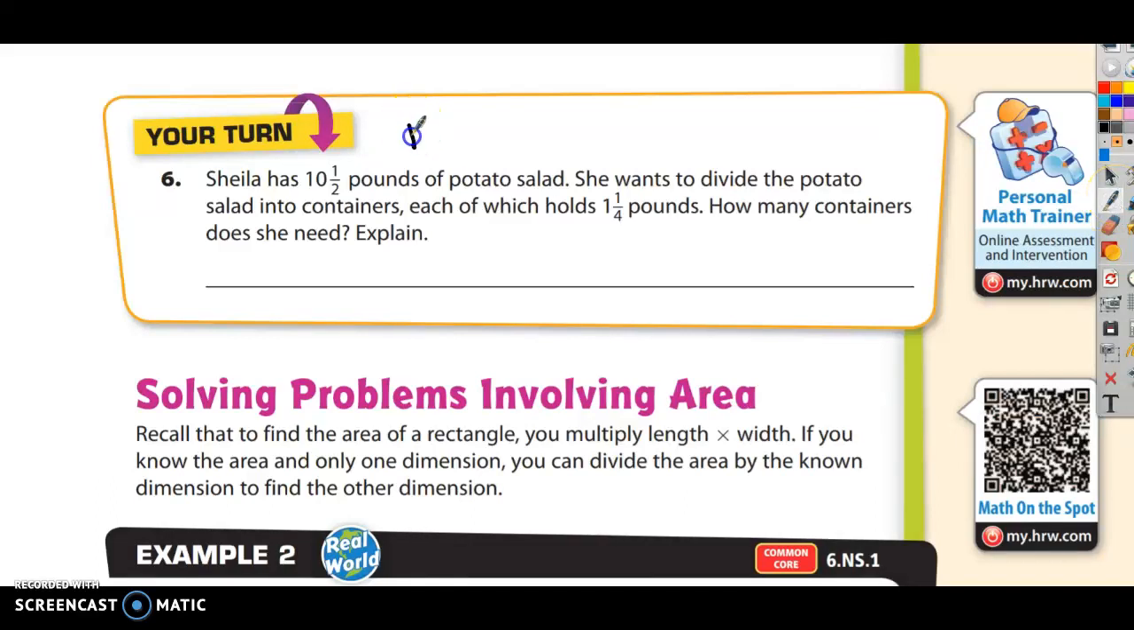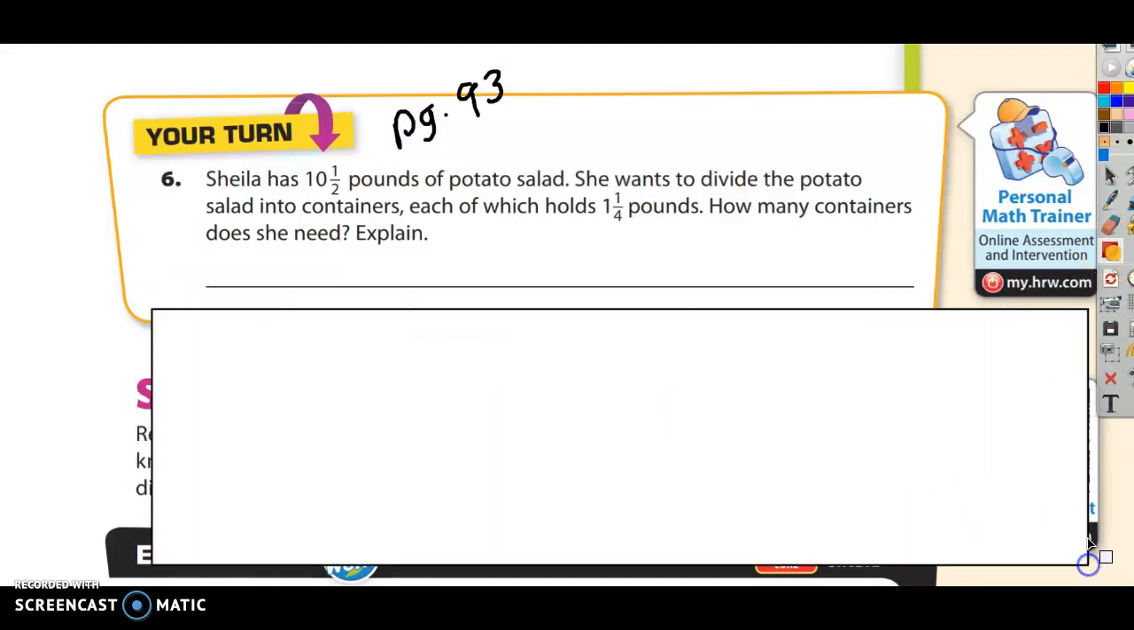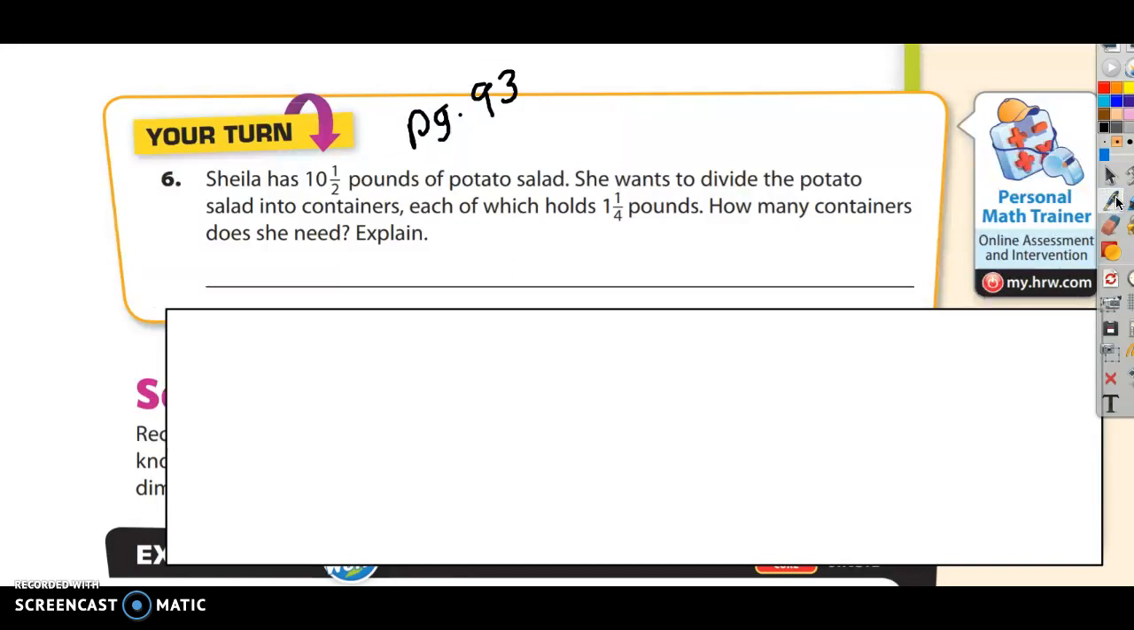Alrighty, this is page 93. And on page 93, we get a chance to practice what we learned about dividing mixed numbers. I'm going to use a whiteboard to show my work. You are welcome to try this problem on your own and then use the video to check your answer. Or if you want some hints, you can play the video and hit pause when you think you got it.